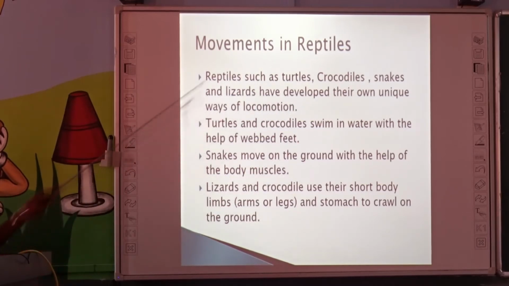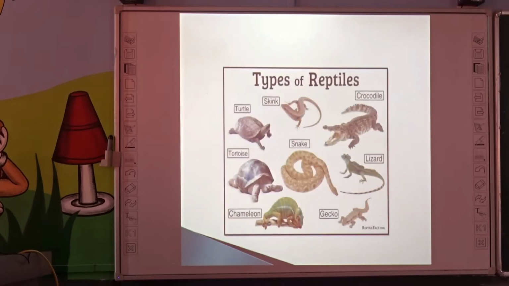Locomotion. What does locomotion mean? The movement. Turtles and crocodiles swim in water with the help of webbed feet. Snakes move on the ground with the help of body muscles. Lizards and crocodiles use their short limbs and stomach to crawl on the ground.